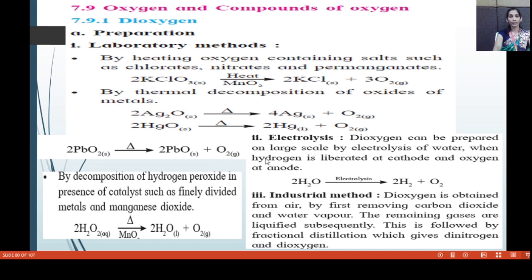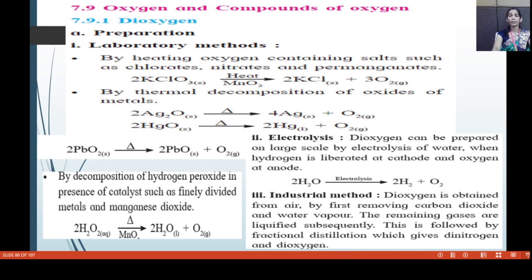Also we get it by the electrolysis process. In electrolysis, dioxygen is prepared on a large scale by electrolysis of water. From water we get dioxygen, when hydrogen is liberated at the cathode and oxygen at the anode. See here, from 2H2O on electrolysis we get hydrogen gas as well as dioxygen.